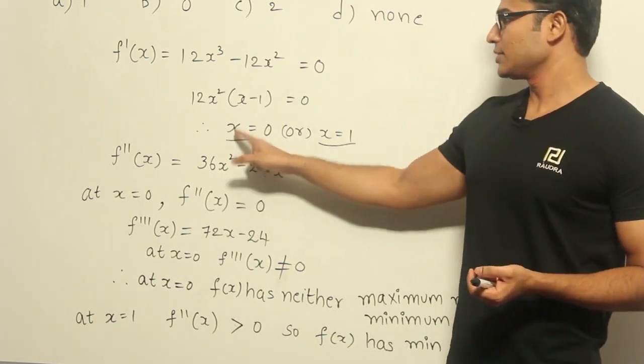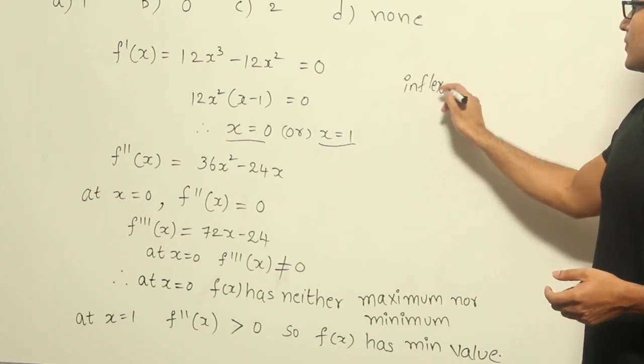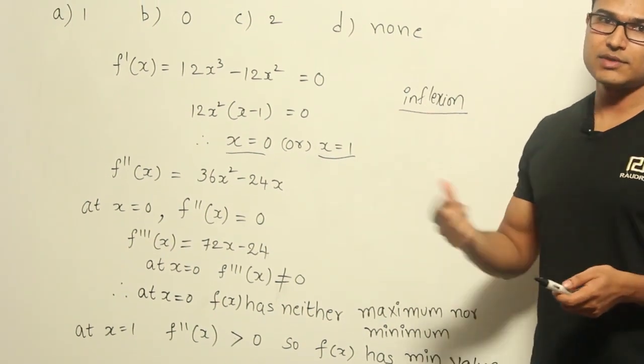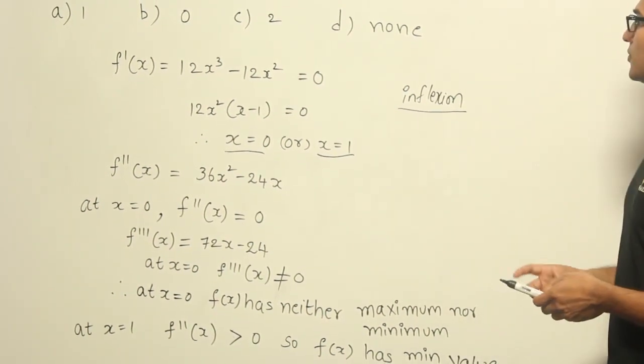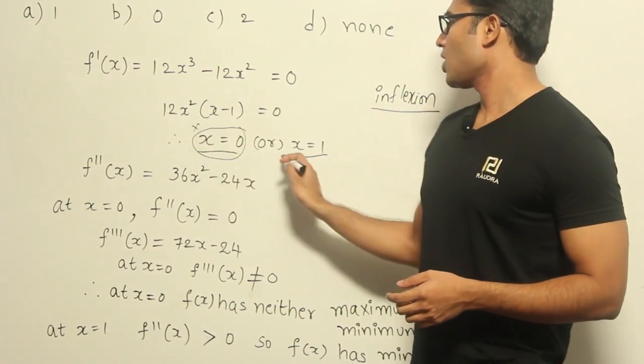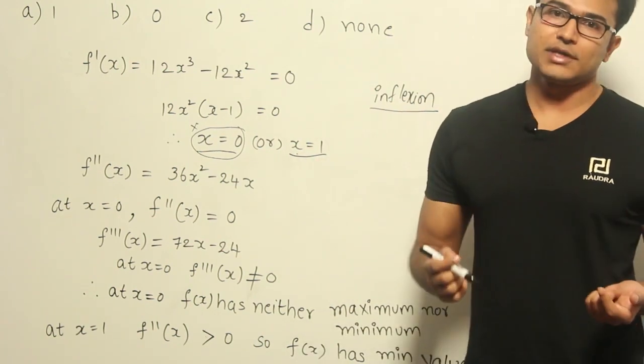So inflection point means it is neither a minimum nor a maximum. Got it? So x equal to 0 is ruled out. Therefore the option might be x equal to 1, and also none is given, so we have to test it again.